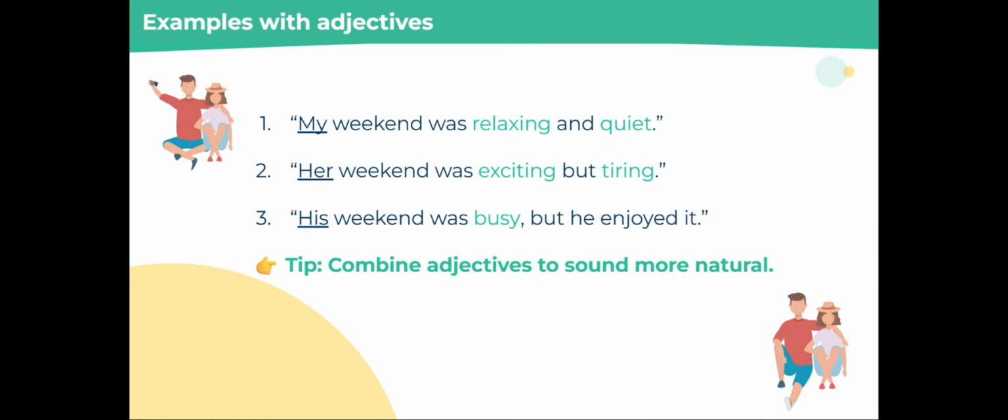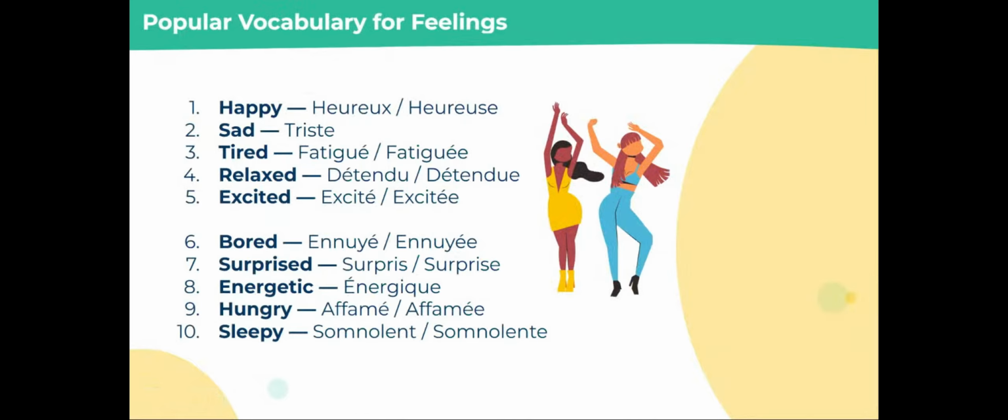Let's try this. Okay, so we've got some vocabulary here related to feelings. Now they're all adjectives. They're all feeling adjectives. So let's have a listen to this list of 10 feelings. Number 1, happy. Number 2, sad. Number 4, relaxed.